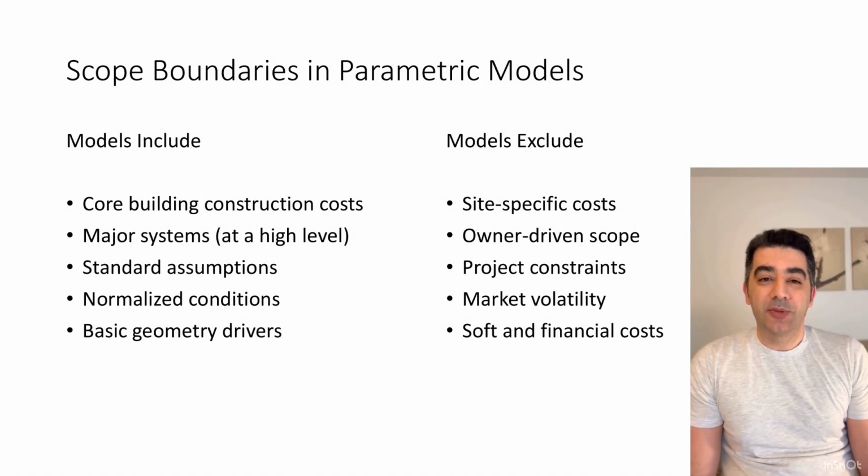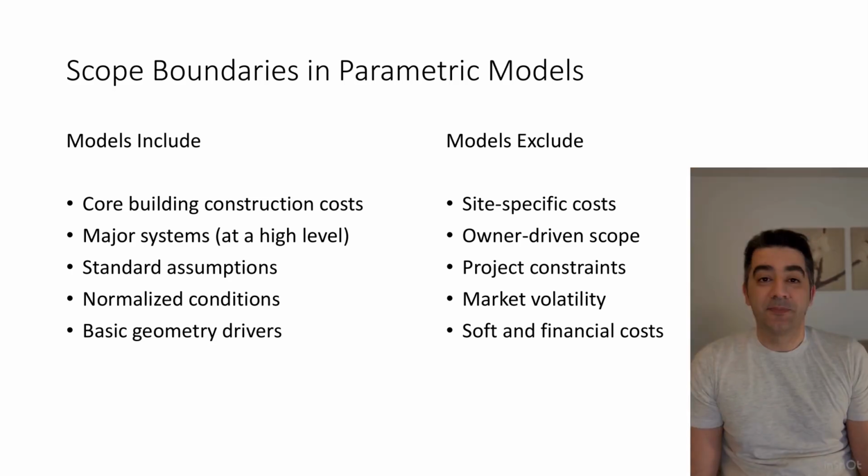Parametric models typically include core building construction, major systems at a high level, and standard assumptions and geometry. They usually exclude site-specific conditions, owner-driven scope, market volatility, and soft and financial costs.